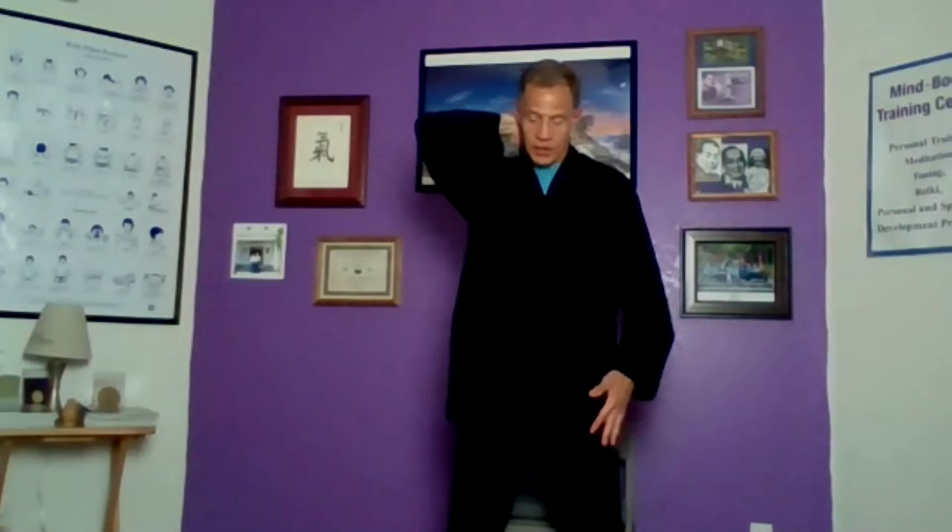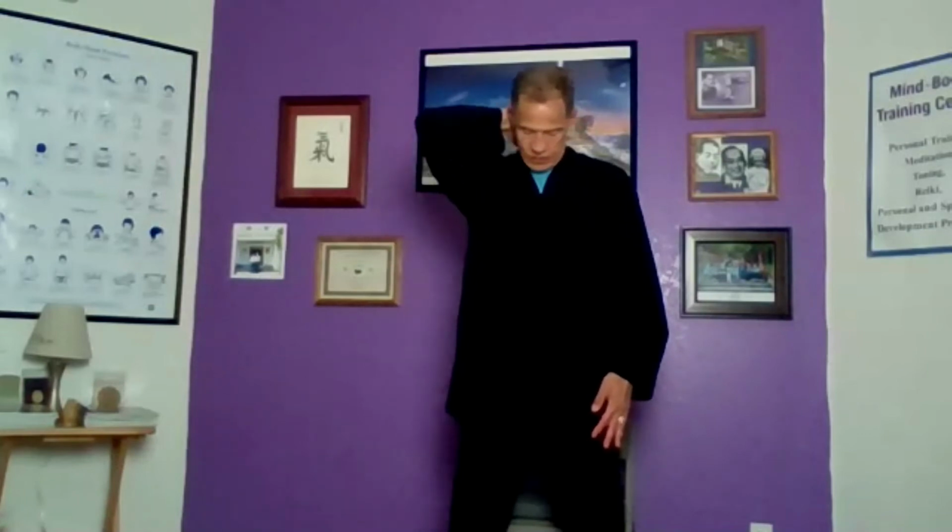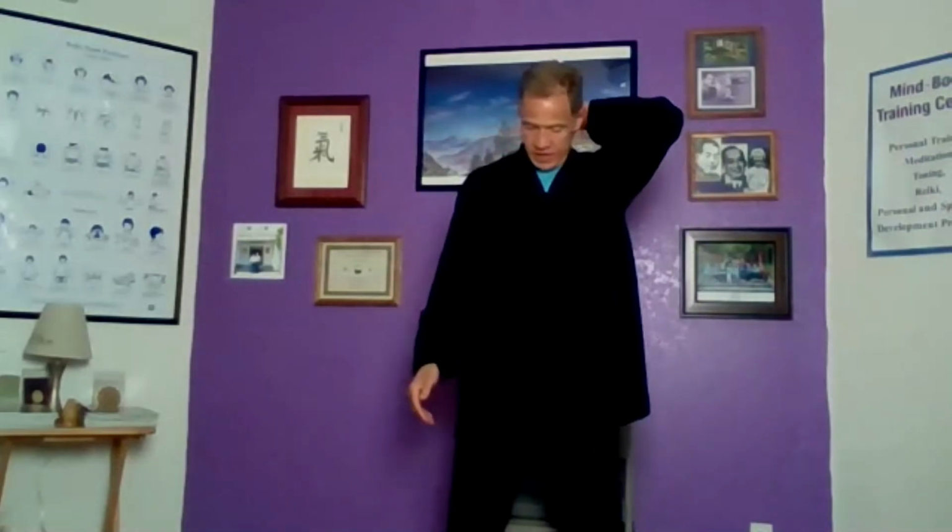and down. Find C7, the little bump at the base of your neck. Rub in circles with your fingertips. And switch hands.